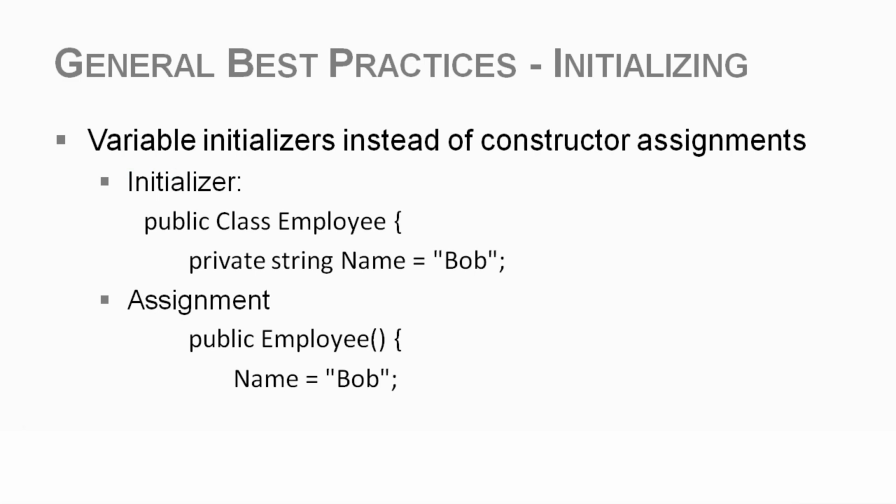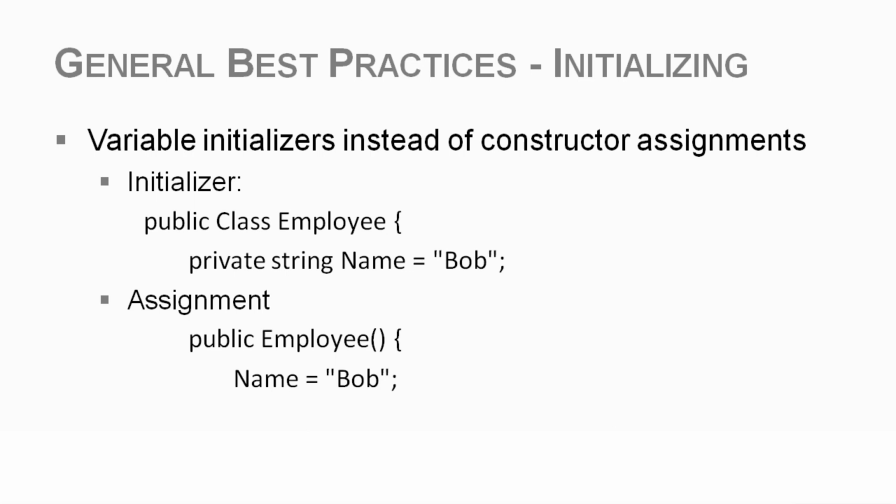Also, try to use variable initializers instead of assigning values within a constructor. An initializer initializes a variable value when that variable is declared. So you can see we have the public class Employee, and it has a private string called name, and we've initialized it to Bob. An assignment would have the constructor public Employee and say name is equal to Bob, and it would be declared above this area. The reason for this, and it's not a performance issue, it's really more of a maintainability issue.